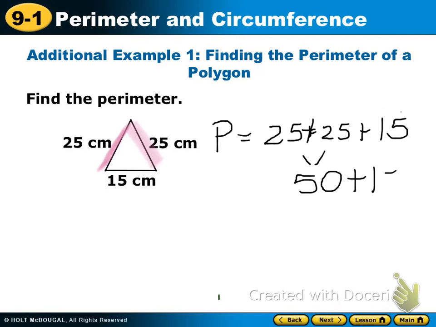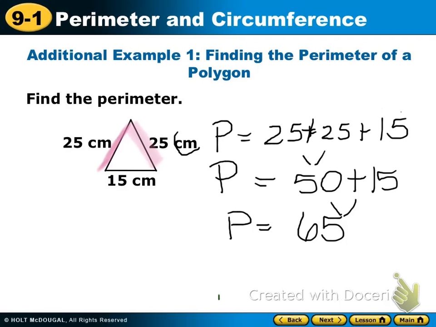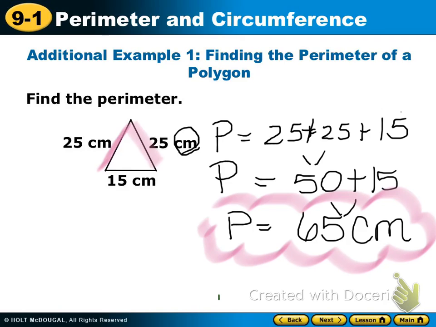Bring down your plus 15. Don't forget your equal sign. And then we have perimeter equals, and then 50 plus 15 is 65. And since we're just adding centimeters plus centimeters plus centimeters, you only have centimeters. So your answer is 65 centimeters, and you always circle your answer.